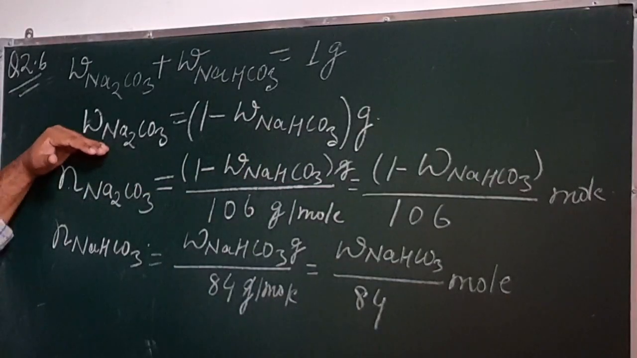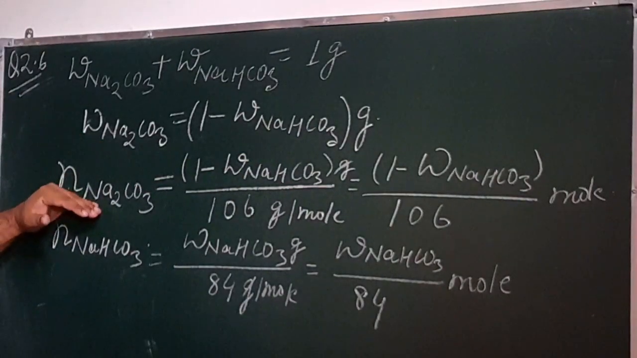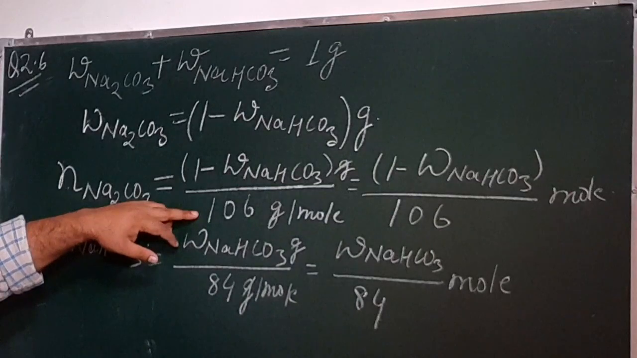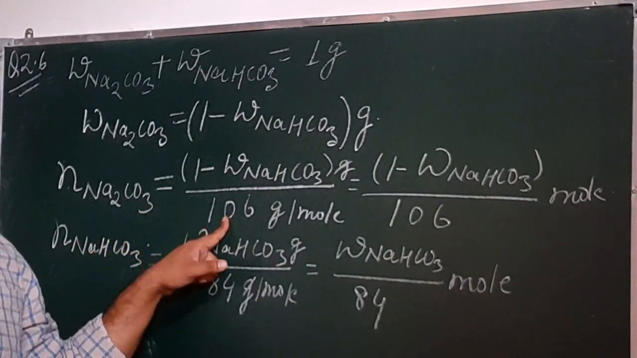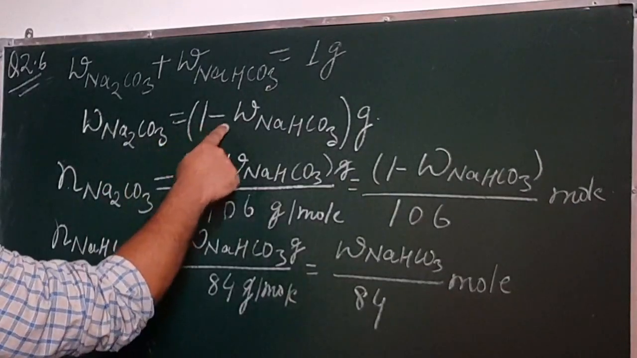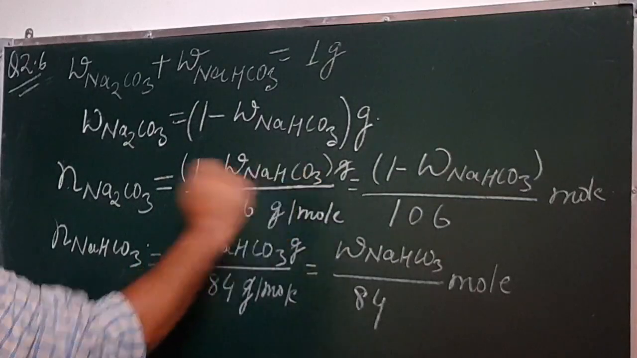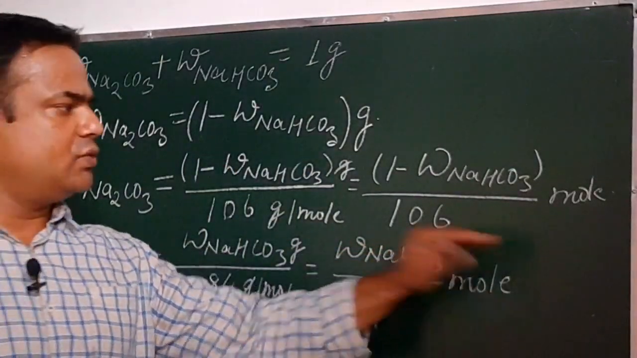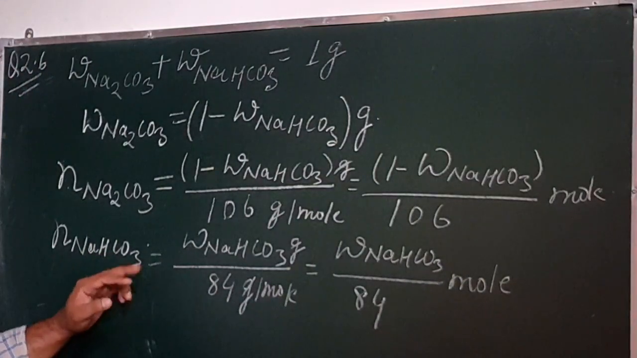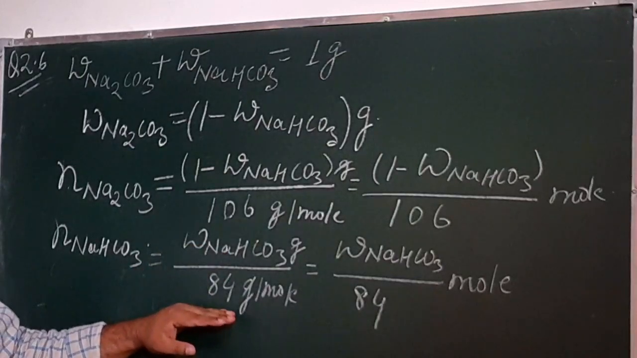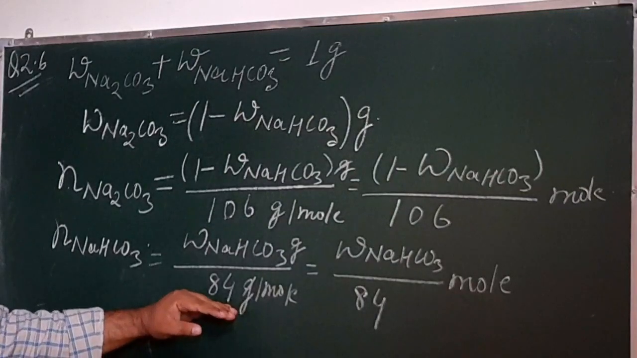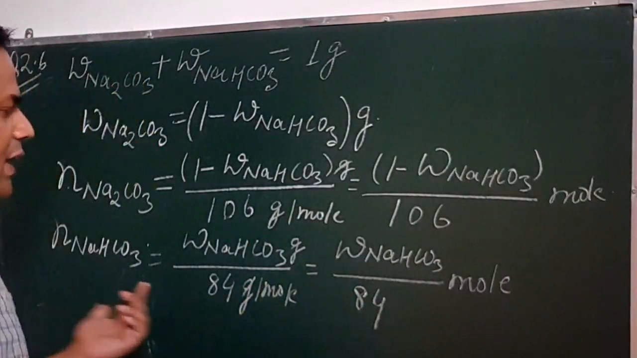Now if we know the mass of Na2CO3, we can calculate the number of moles of Na2CO3, and that number of moles will be mass of Na2CO3 divided by 106 gram per mole. This 106 gram per mole is the molar mass of Na2CO3, and the mass of Na2CO3 from this equation is 1 minus W of NaHCO3. So we can get the moles of Na2CO3. Now the number of moles of NaHCO3, sodium bicarbonate, will be mass of NaHCO3 divided by the molar mass of NaHCO3. Molar mass of NaHCO3 is 84 gram per mole. So from here we can calculate the number of moles of NaHCO3.